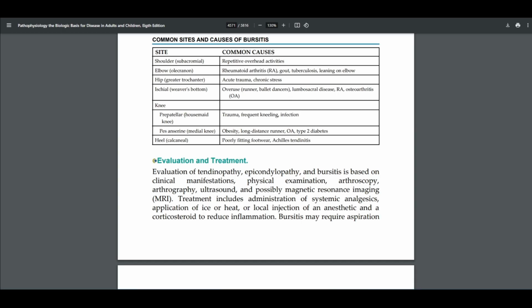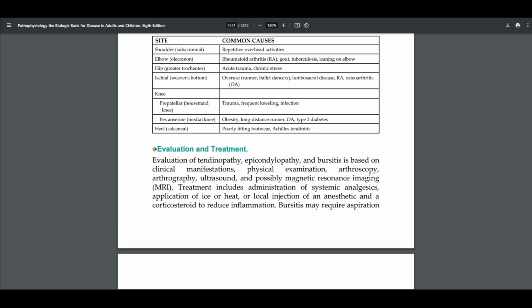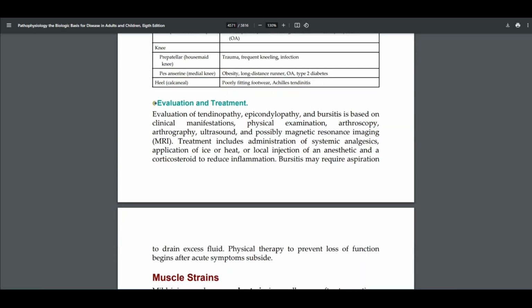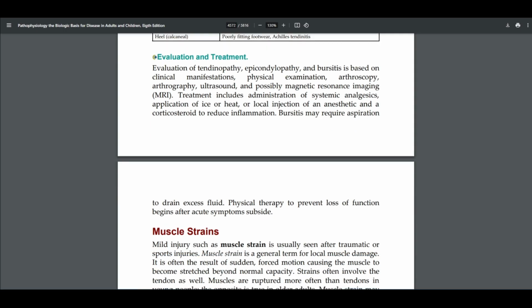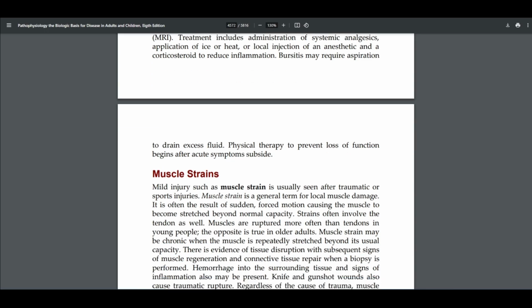Your evaluation and treatment. Evaluation of tendinopathy, epicondylopathy, and bursitis is based on clinical manifestations, physical examination, arthroscopy, arthrography, ultrasound, and possible MRI. Treatment includes administration of systemic analgesics, application of ice or heat, or local injection of an anesthetic and a corticosteroid to reduce the inflammation. Bursitis may require aspiration to drain the excess fluid. Physical therapy to prevent loss of function begins after acute symptoms have subsided.